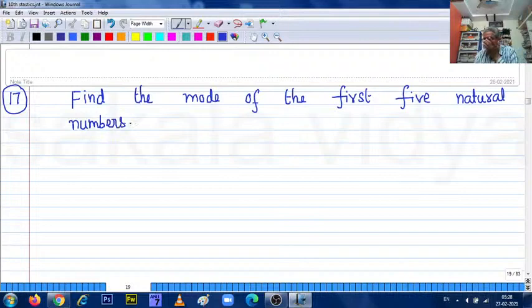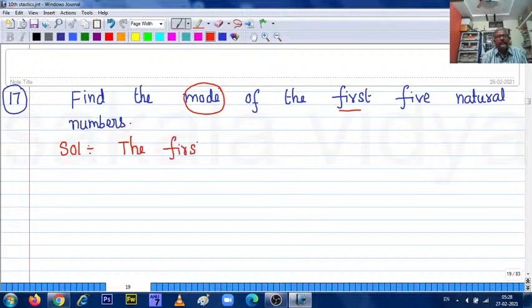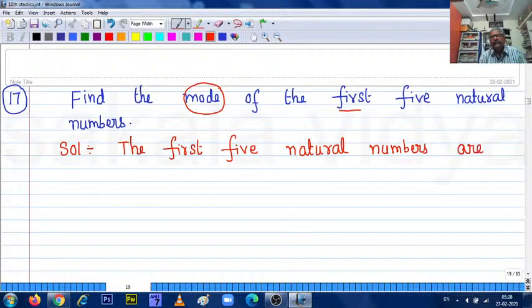Find the mode of the first 5 natural numbers. First of all, let us write the first 5 natural numbers. So what are the first 5 natural numbers? Natural numbers are 1, 2, 3, 4, 5.